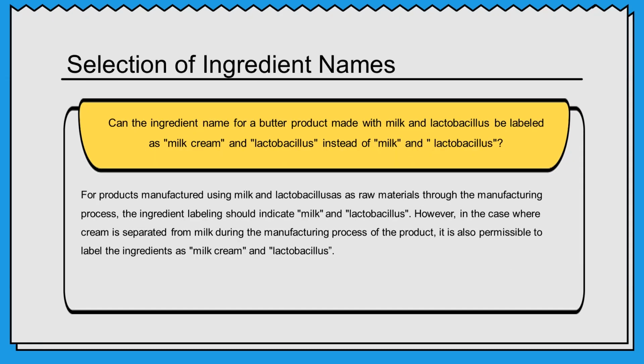This is about selection of ingredient names. For products manufactured using milk and lactobacilluses as raw materials through the manufacturing process, the ingredient labeling should indicate milk and lactobacillus. However, in the case where cream is separated from milk during the manufacturing process of the product, it is also permissible to label the ingredients as milk cream and lactobacillus.